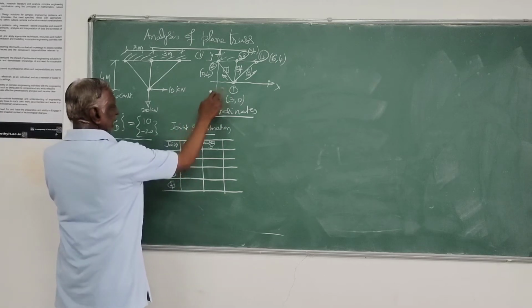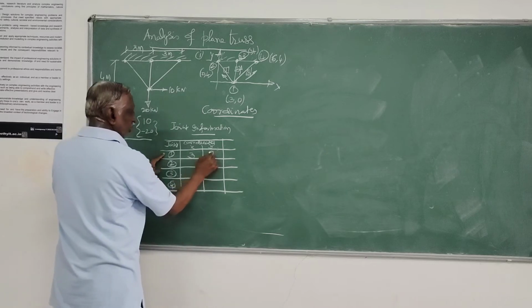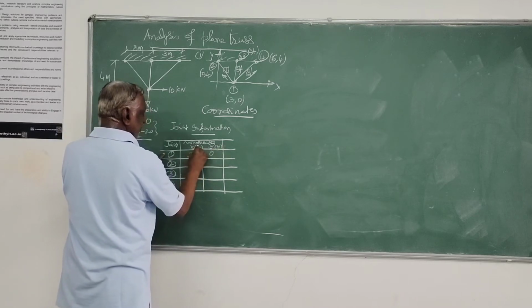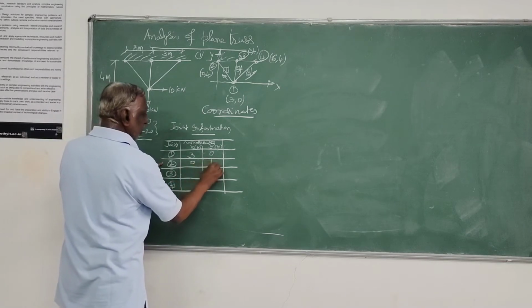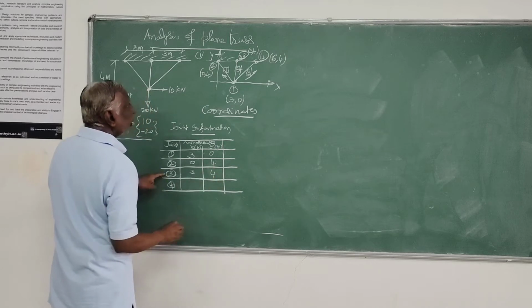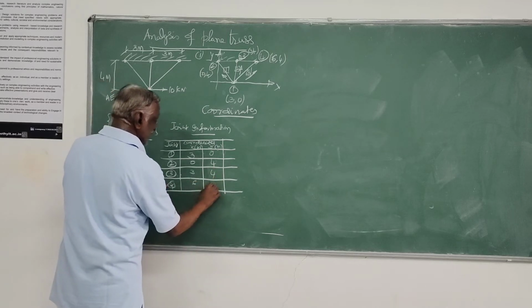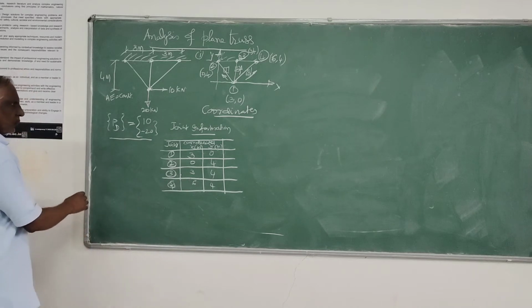For joint 1, x coordinate is 3, y coordinate is 0. This is in meters. Similarly for 2, it is 0, 4. For 3, it is 3 and 4. For 4, it is 6 and 4. This much information first we have to do.